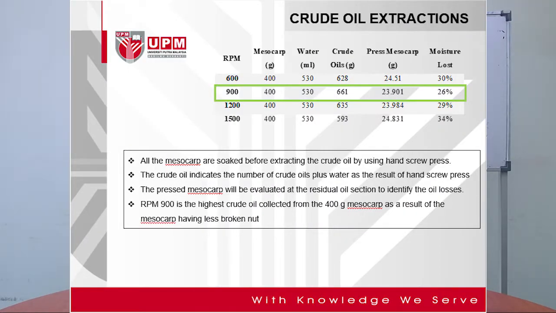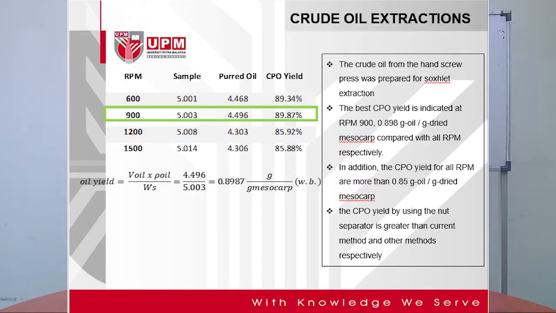RPM 900 shows the best results of crude oil. Crude oil indicates the amount of crude oil plus water as the result of the hand screw press. The crude oil will go to the Soxhlet extraction. At the Soxhlet extraction, the pure oil will be extracted and the CPO yield will be calculated. The best CPO yield is at RPM 900, in which it is 0.898 gram oil per gram dried mesocarp.